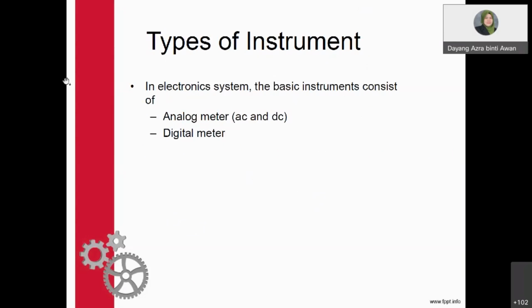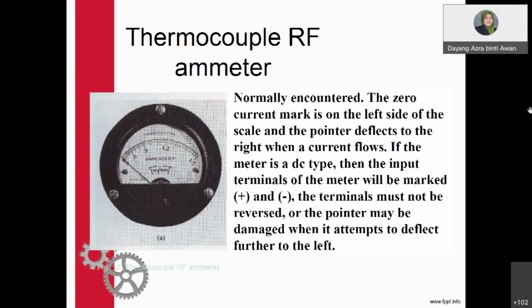So here we have a basic instrument. Then we have another type, the thermocouple RF emitter. This is the type of instrument that can be measured by zero positive value, so it cannot be reversed. They don't have any negative value.